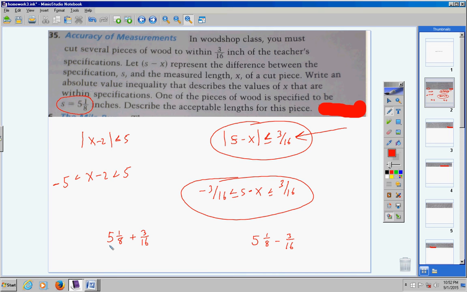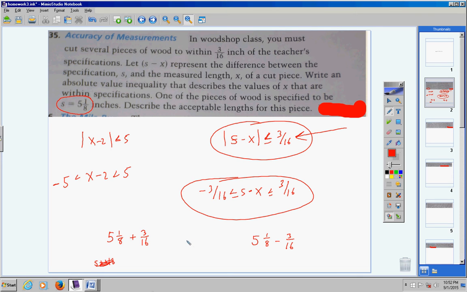With your calculator, type in 5 plus 1 divided by 8. Please type that in. 5 plus 1/8. Hit enter. When you hit enter, you'll get 5.125. Now hit plus, and then hit 3/16. Then hit enter. You will get 5.3125.